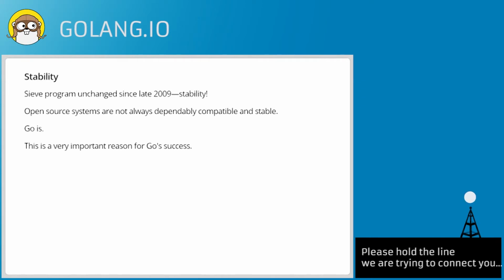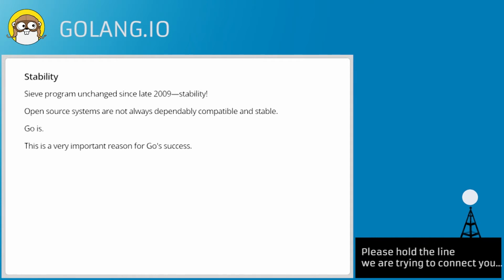But that aside, the Sieve program that I just showed you from 2009 is exactly the same as the one in the spec today. So that's almost 5 years with no changes whatsoever. And open source systems are usually not that stable, right? They get tweaked and worked on, certainly ones that are used. They're always being adapted, changing. And that's a good thing because you can make them better.